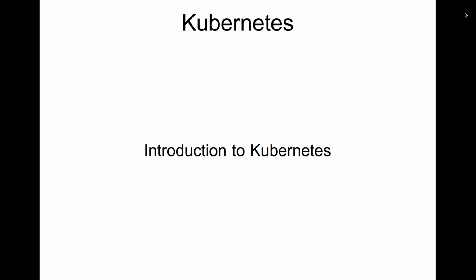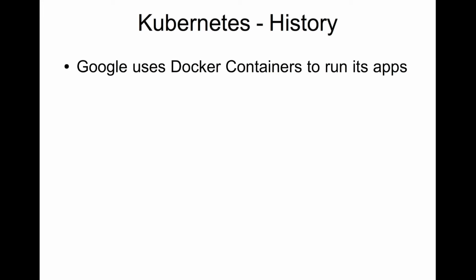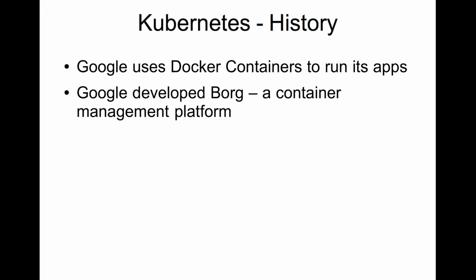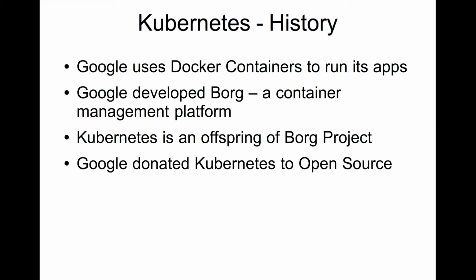Introduction to Kubernetes. Let's discuss briefly about the history of Kubernetes. Google uses Docker containers to run all its applications. To manage Docker containers running at cloud scale, Google developed a container management platform called Borg. Kubernetes is an offspring of the Borg project. Google donated Kubernetes to the open source community.